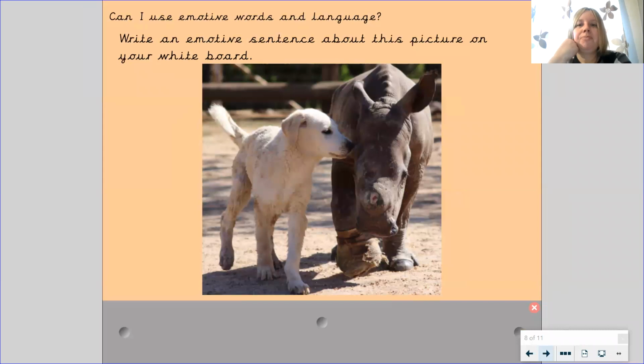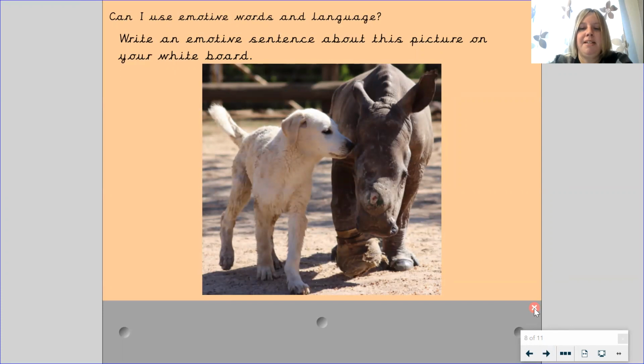Look at this picture. Write an emotive sentence about this picture on the whiteboard. Look and see what the dog is doing with the rhino. How does that make you feel? How do you think the dog might be feeling? How do you think the rhino might be feeling? Can you write that in a sentence to create an emotive response for me? Pause your video and have a go.